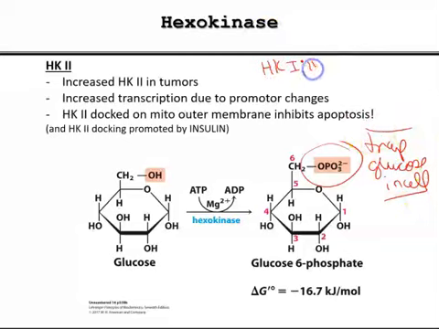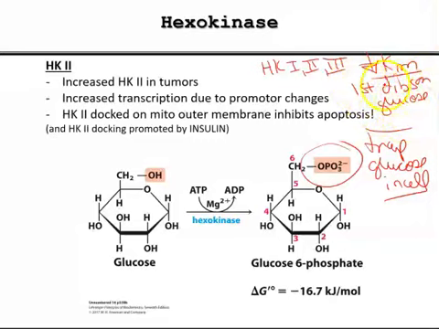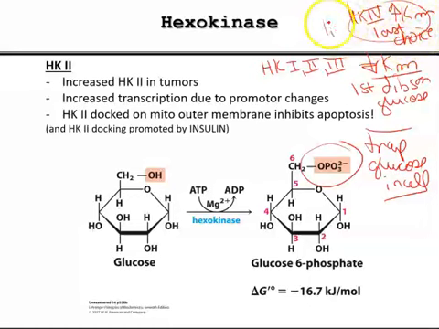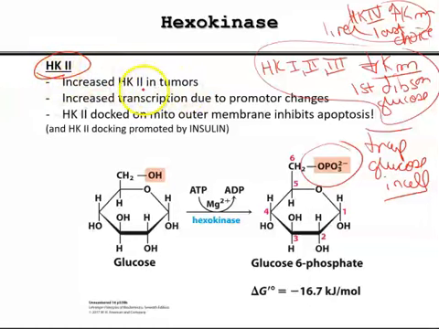Hexokinase 1, 2, and 3 all have a low Km for glucose, and so they have first dibs on glucose, as opposed to hexokinase 4, aka glucokinase in liver, which has a high Km for glucose and last choice at glucose. So this is in liver, and this is other cells of the body. Hexokinase 2 specifically is increased in cancer cells.